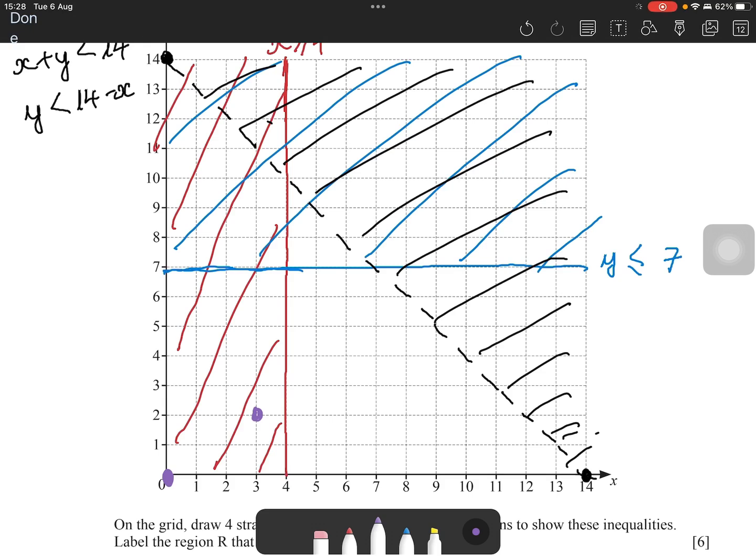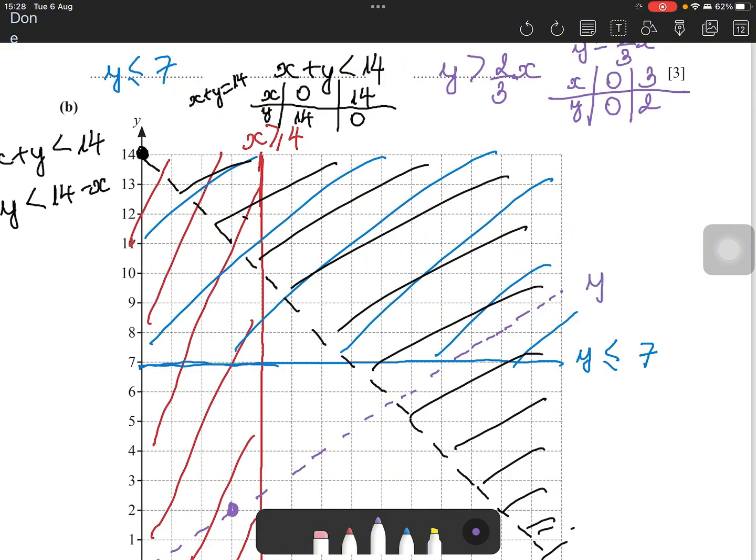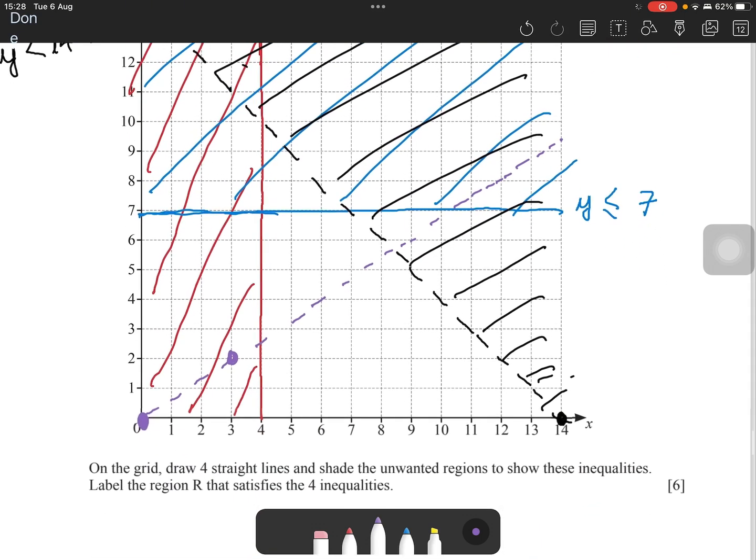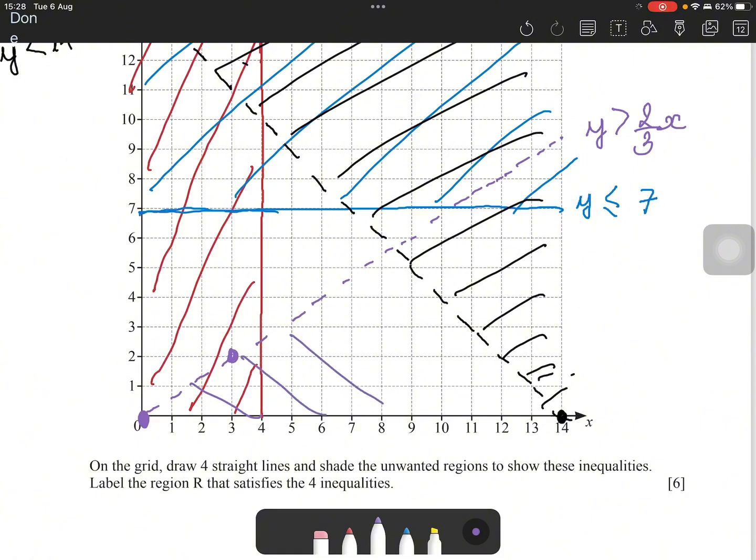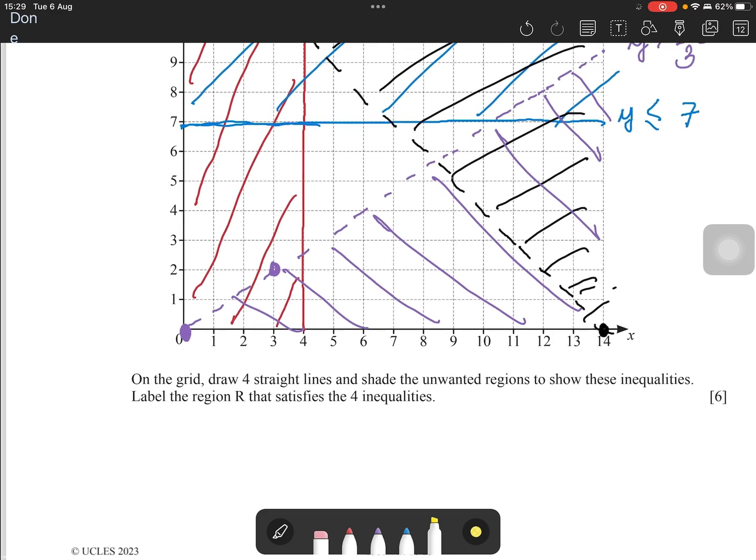And there's no equal sign in this inequality, so we also draw a broken line. And you know that we want y to be greater than 2/3 of x, which means we want the upper part, so I'll remove the lower part. And the region R is this one. Solid red, solid blue, broken black, and broken purple line. This is the region R.